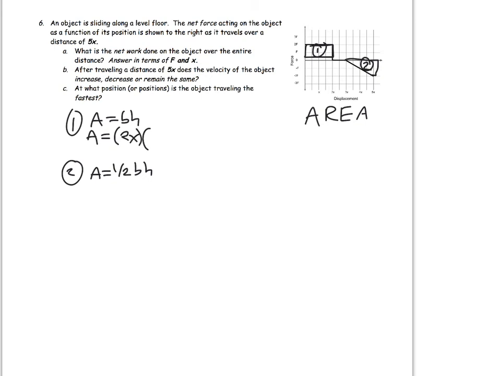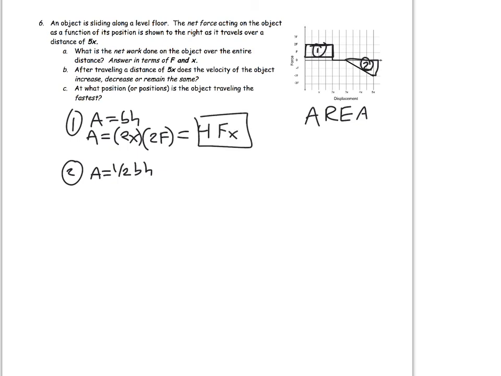So I have 2 areas here. There's area 1 and there is area 2. And I'm going to calculate each one of them and add them to get the net work done. So for area 1, it's a rectangle, so base times height. The base is going to be 2x and my height is going to be 2f, so that means the net work done during that period of time is 4fx.